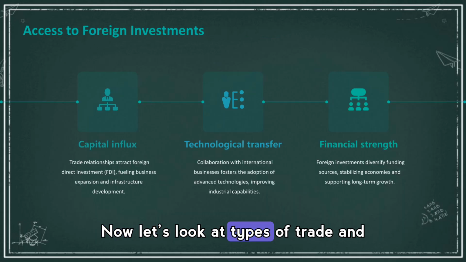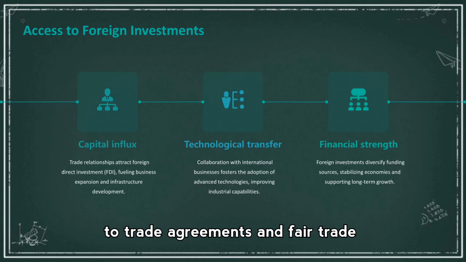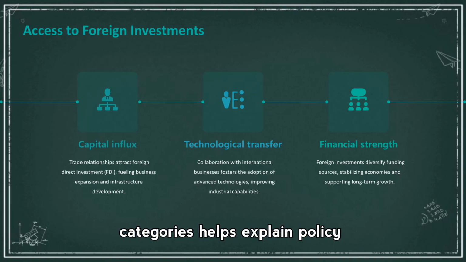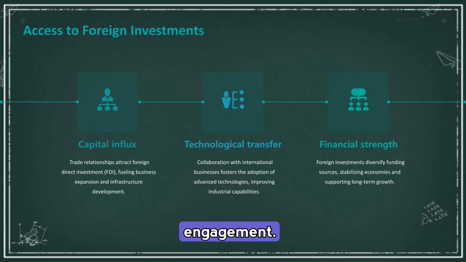Now let's look at types of trade and why the distinctions matter in practice. From imports and exports to trade agreements and fair trade initiatives. Understanding these categories helps explain policy choices and how nations balance domestic priorities with global engagement.